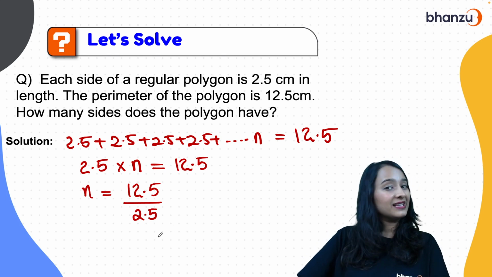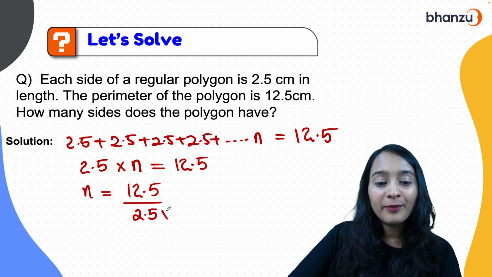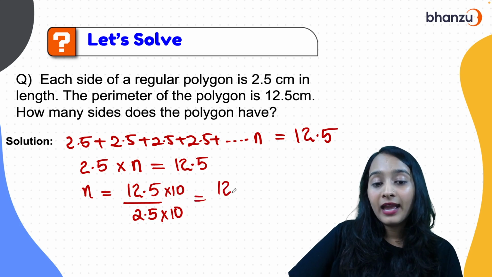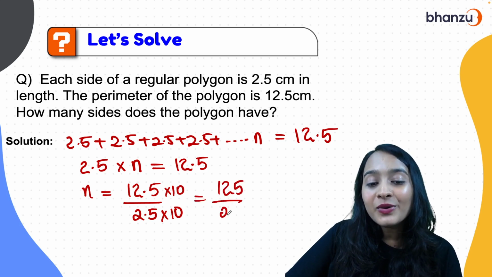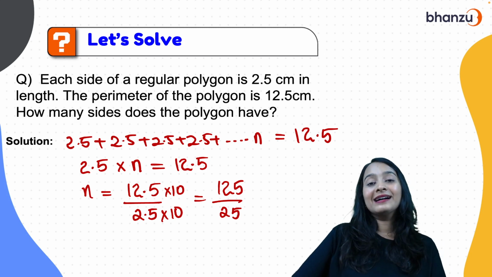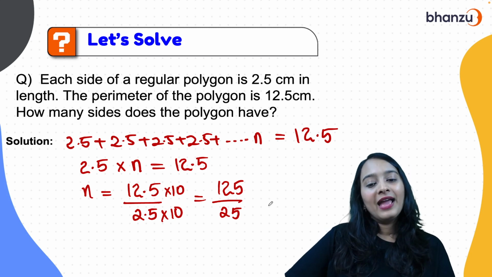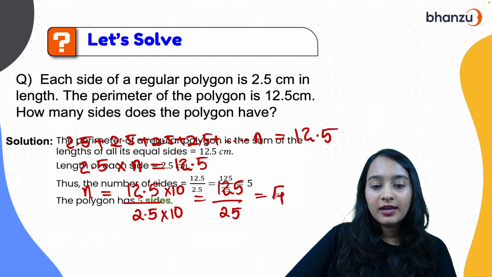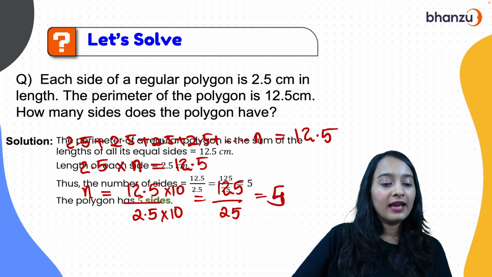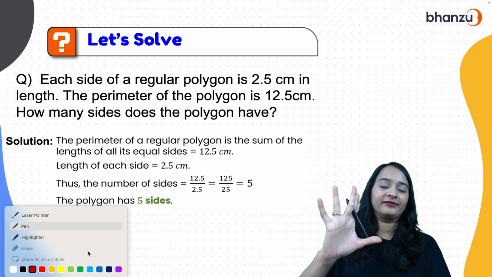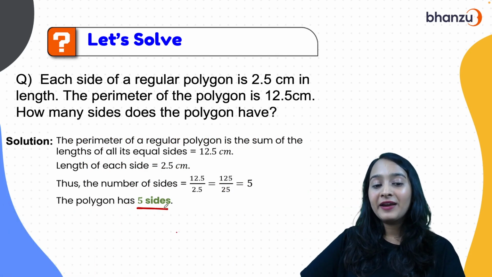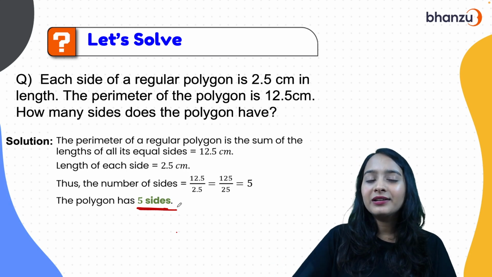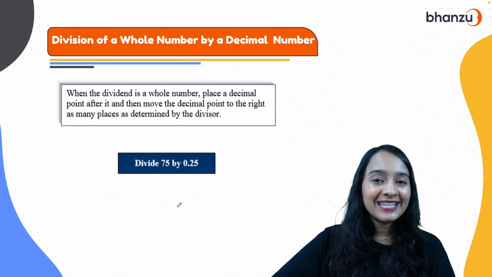Now, 2.5 somehow I have to make it as a whole number. So, I'll multiply the numerator and denominator with 10. And voila, you're also getting the numerator as a whole number. Then you can directly divide, and the answer here is going to be n equals 5. So the polygon is of 5 sides. Let me know in the comment section, what do you call a polygon with 5 sides?